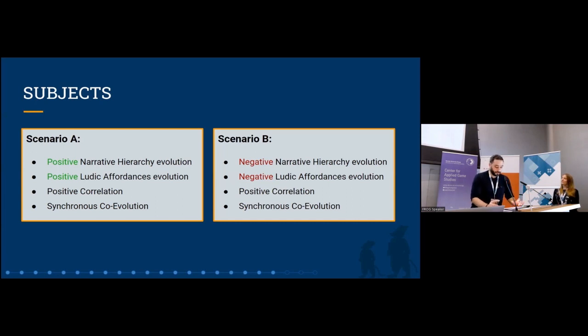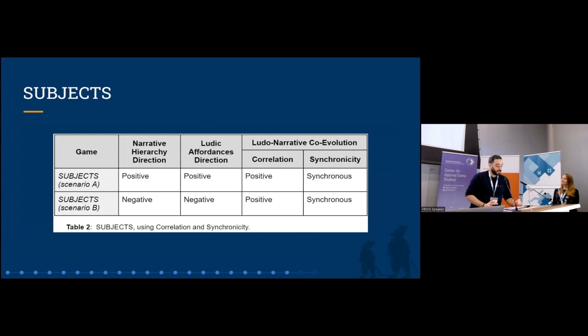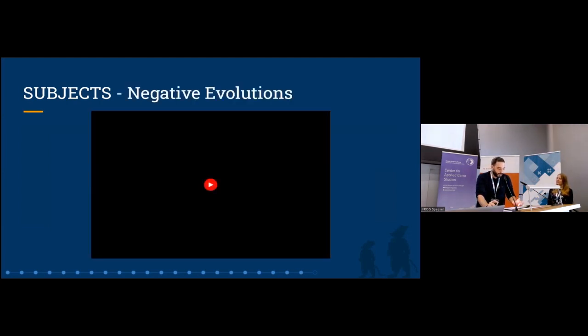So to put it into better perspective, the positive scenario A features a positive development in both narrative hierarchy and Ludic Affordances. Both correlate positively in the same direction, and since they occur simultaneously, they are synchronous. The negative scenario, B, which is less common in games, showcases a negative development in both narrative hierarchy and Ludic Affordances. Both still correlate positively, their development being in the same direction, and since they occur simultaneously as well, they are synchronous. Let's look at another clip from Subjects.